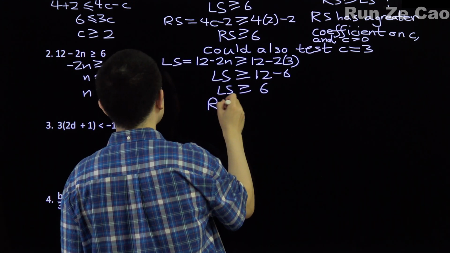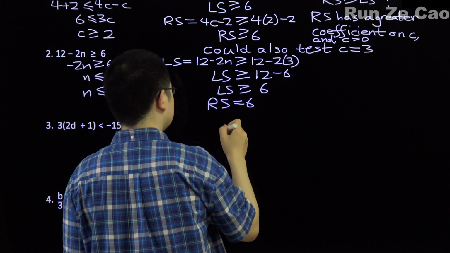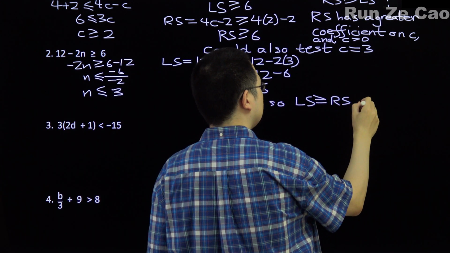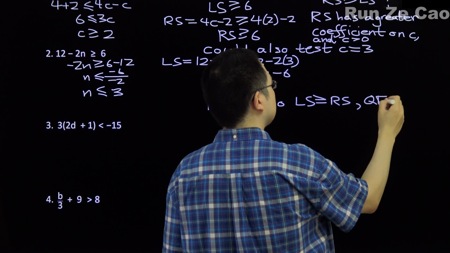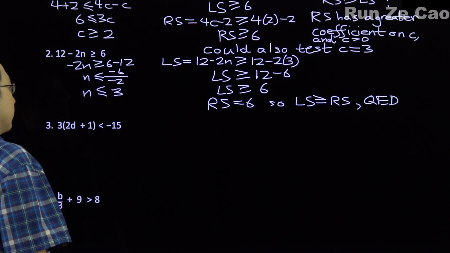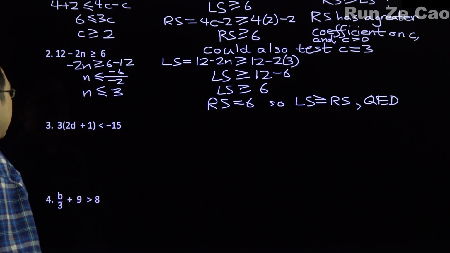So it's greater than or equal to 6. And right side is equal to 6. So left side is greater than or equal to right side. And QED. Okay then.